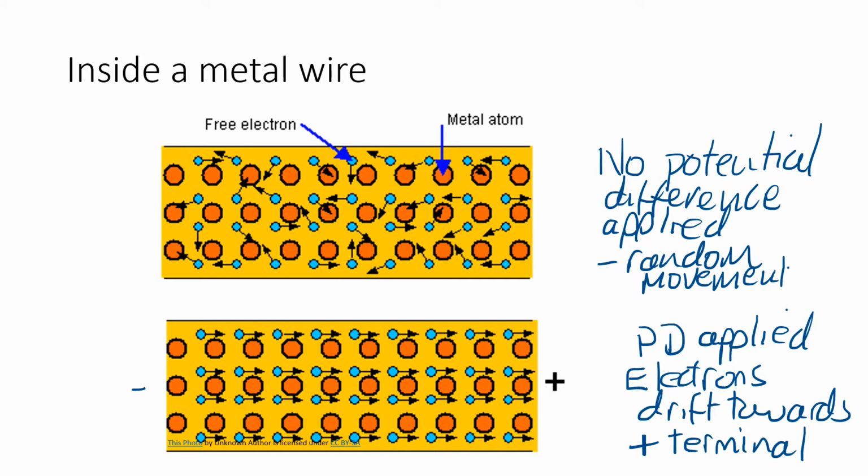In the top diagram, when there's no potential difference applied, these electrons will move randomly in all directions, and the net effect is zero transfer of charge. In the bottom diagram, if there's a potential difference applied, you can see the plus and minus symbols there. Electrons will drift towards the positive terminal of the battery or the power supply that's connected, so long as there is a complete circuit connected. And the effect of that drift of the electrons will be an electric current flowing through the metal.